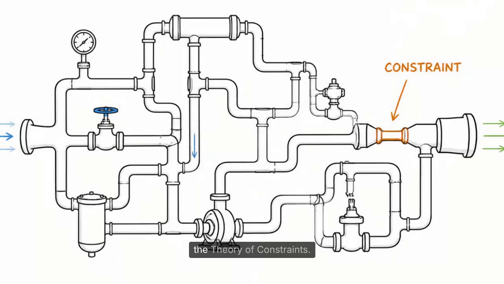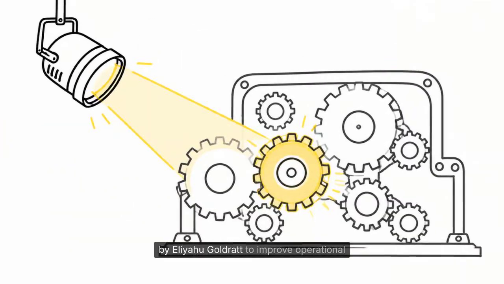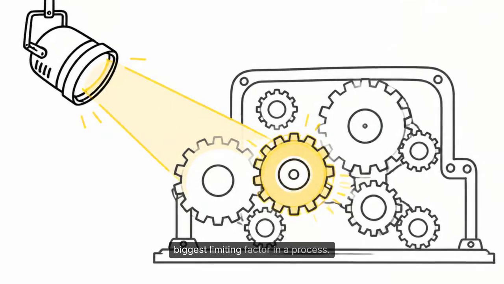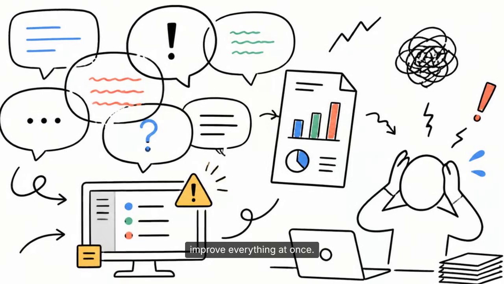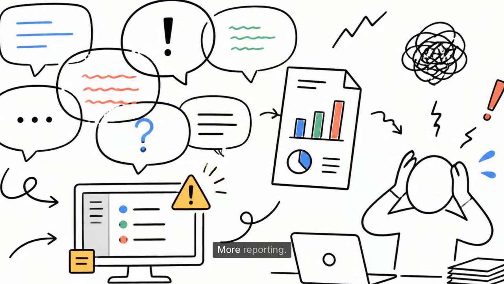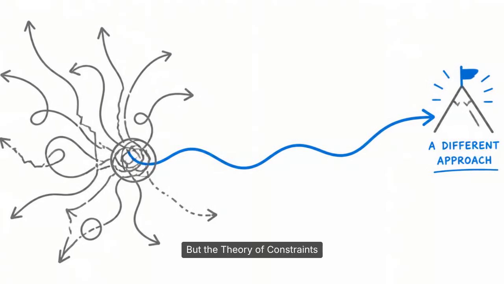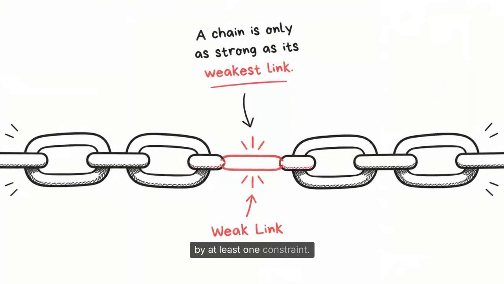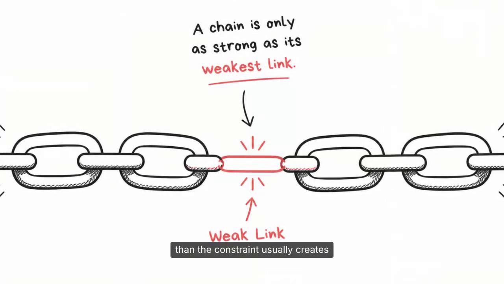This is the foundation of the theory of constraints, a management approach developed by Eli Goldratt to improve operational performance by focusing on the biggest limiting factor in a process. Most businesses try to improve everything at once: more meetings, more software, more reporting, more pressure on employees. But the theory of constraints takes a different approach. It says every system is limited by at least one constraint, and improving anything other than the constraint usually creates very little real improvement.